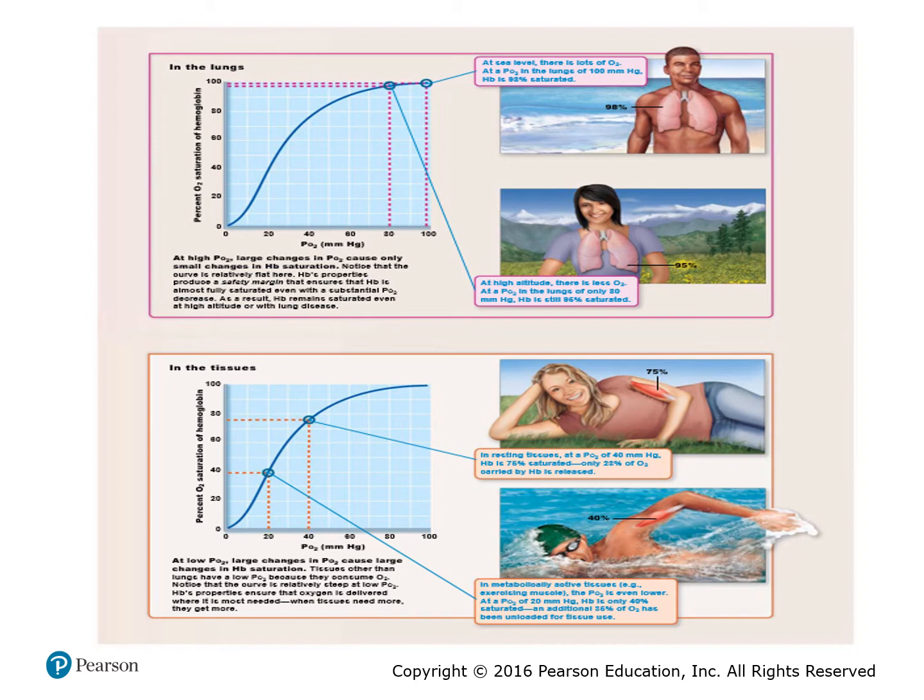This figure here focuses on the amount of oxygen carried by hemoglobin and shows you how the amount that's carried depends on the partial pressure of oxygen, the amount of oxygen that's locally available. And this relationship ensures optimal oxygen pickup and delivery.